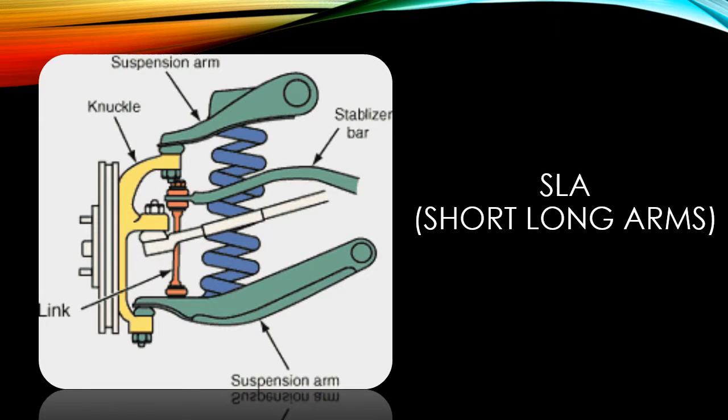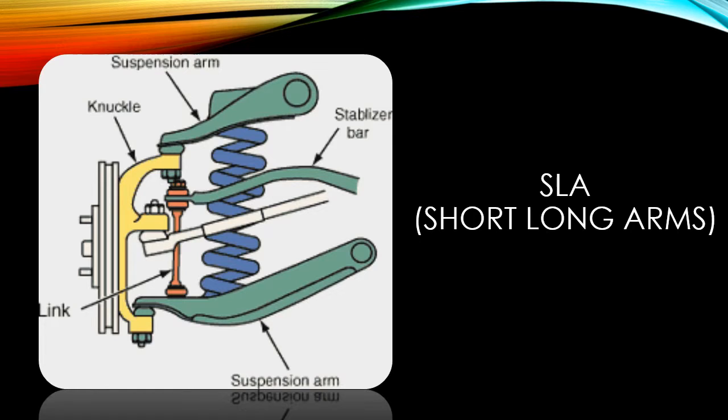The second configuration is called SLA. That means short long arms. In this type of suspension, we find two control arms and the spring is in the center of those arms. As we can see in the image, the upper arm is shorter than the lower. They give support to the wheels and tires. Also, they allow lateral movements of the wheel.